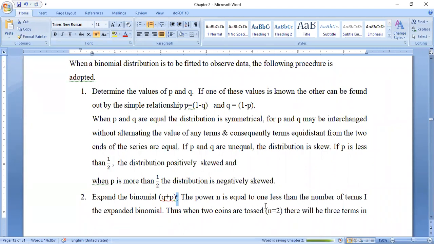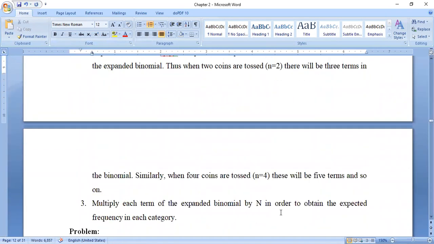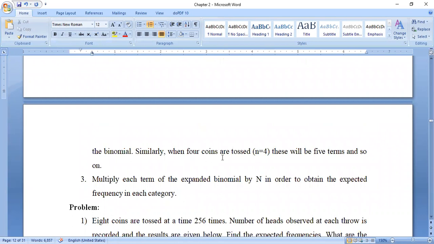The power n is equal to 1 less than the number of terms in the expanded binomial distribution. Thus, when two coins are tossed, n is equal to 2, and there will be 3 terms in the binomial. Similarly, when 4 coins are tossed, n is equal to 4, there will be 5 terms, and so on. Multiply each term of the expanded binomial by N in order to obtain the expected frequency.